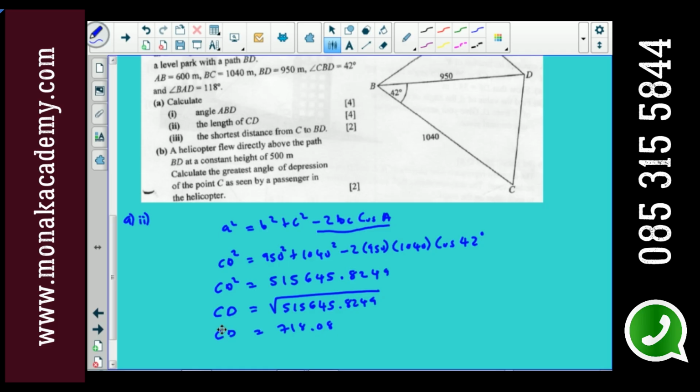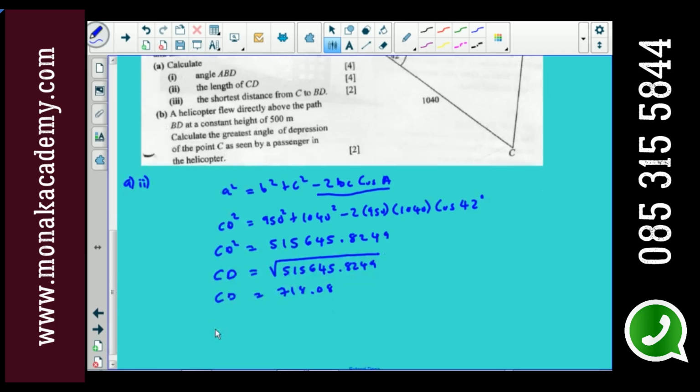So you don't really necessarily need to do stage by stage, calculating here, calculating there. It will just waste your time. So from here, you can just put everything in the calculator and come to this stage, because there's still more to do: introducing the root sign, finding the answer, and then rounding it off to 3 significant figures. So CD equals 718 to 3 significant figures. That is worth 4 marks, isn't it?